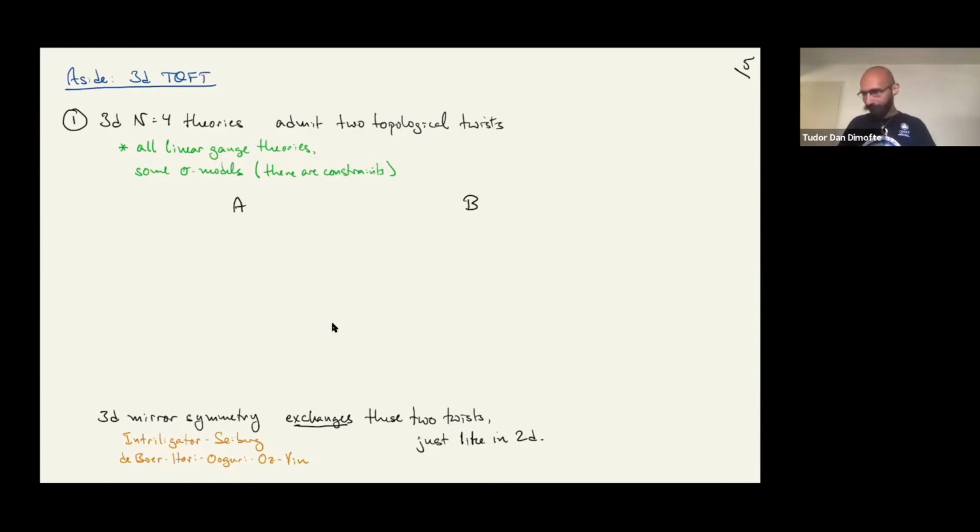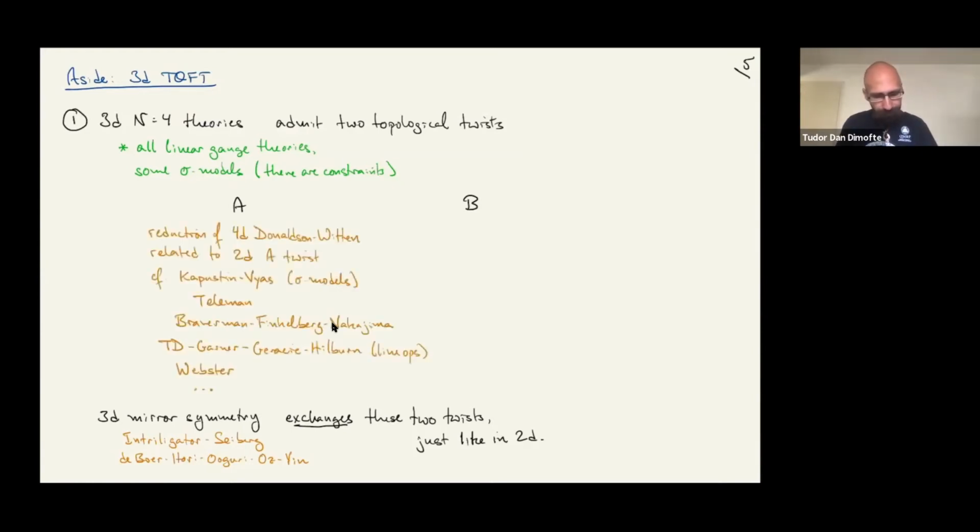So I don't think they were historically called A and B. Quite a few of us are calling them A and B now. The reason I call them A and B is because they're directly analogous to A and B twists in 2 dimensions. They're in fact directly related to A and B twists in 2 dimensions upon further compactification. And they are exchanged by 3D mirror symmetry, just like 2D mirror symmetry exchanges A and B twists in 2 dimensions.